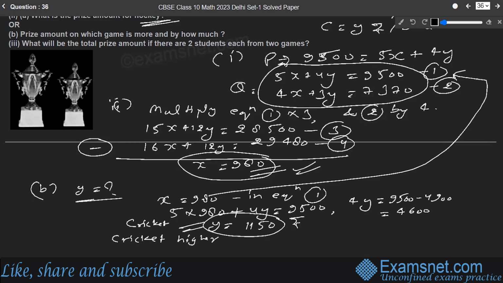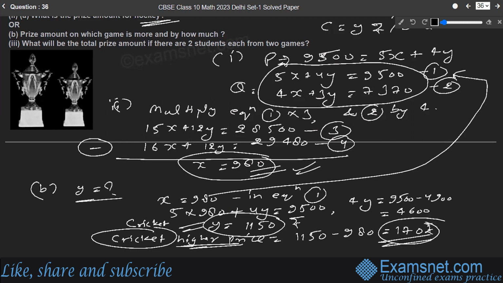Cricket has got the higher prize, and by how much? So for that we need to subtract. Let us subtract 1150 minus 980. If you subtract them both, you get the result as 170 rupees. So the difference is 170 rupees, and cricket has got the higher prize. This is the answer of that particular question.